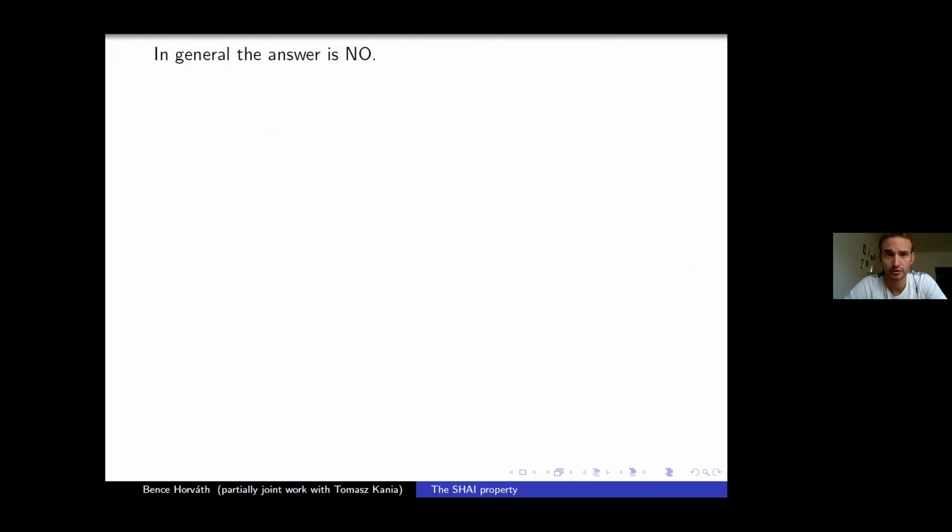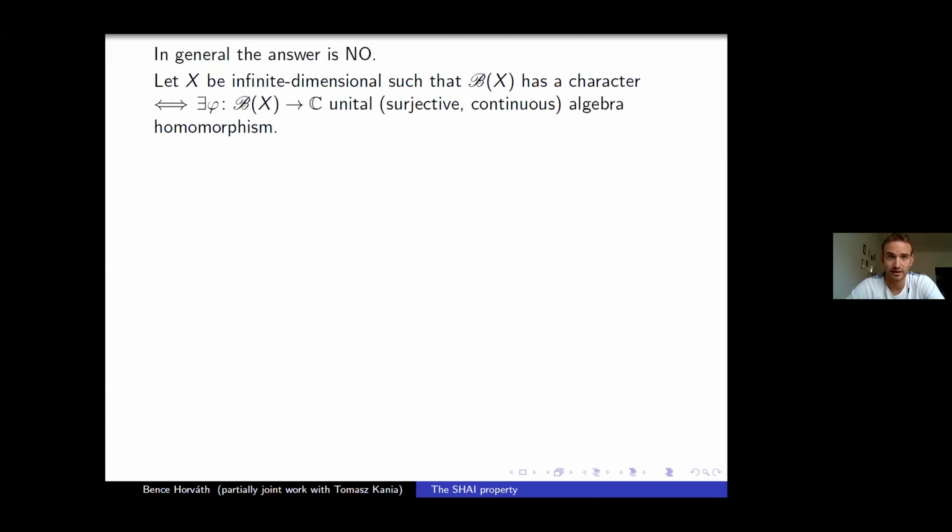Okay, thank you. So in general, of course, the answer is no, because we know that there exist Banach spaces such that B of X has a character, such that there exists a unital and therefore necessarily surjective and continuous algebra homomorphism to the complex numbers, and of course just use the stupid isomorphism between complex numbers and their algebras of operators. And this is of course not injective.